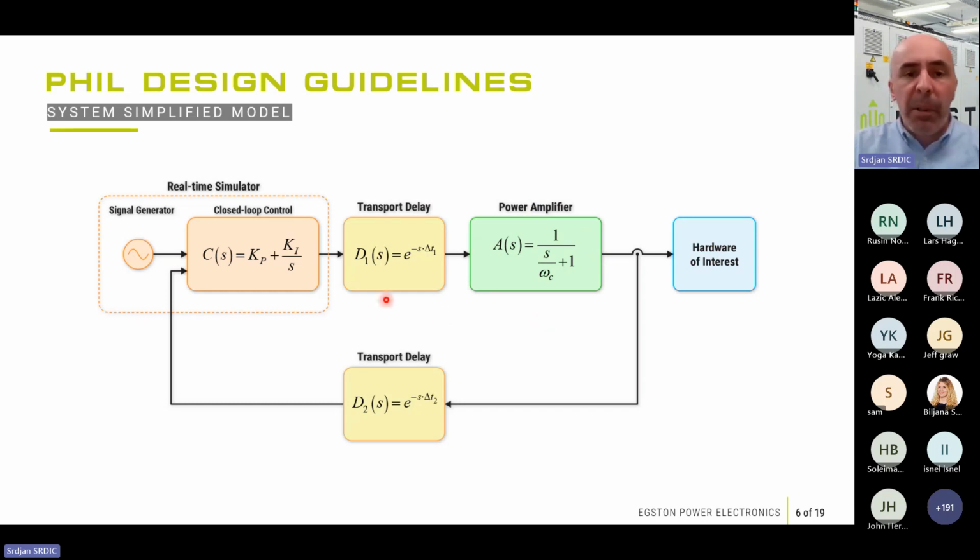And we have some transport delays, which are pretty much modeling the delay for the set point from the real-time simulator to the amplifier, and also the delay of the measurement signal from the measurement system back to the real-time simulator. So we would use this approach to try to figure out how to select the different components of our power hardware loop setup so that we can have meaningful and successful simulations.